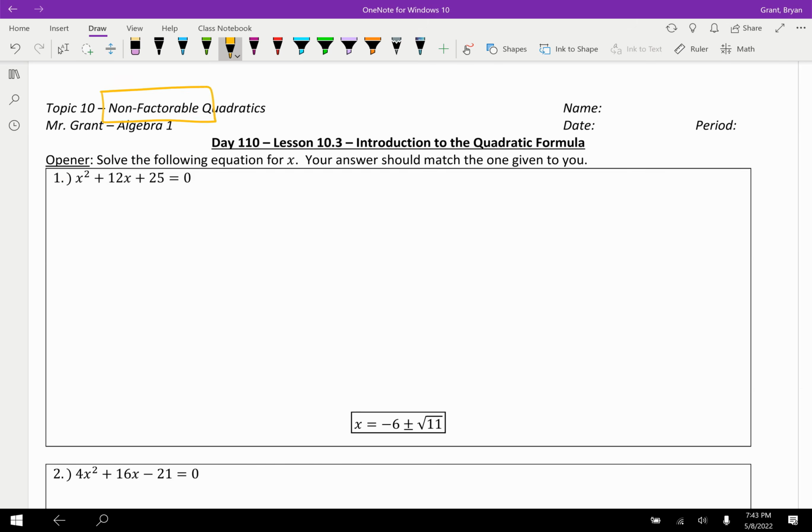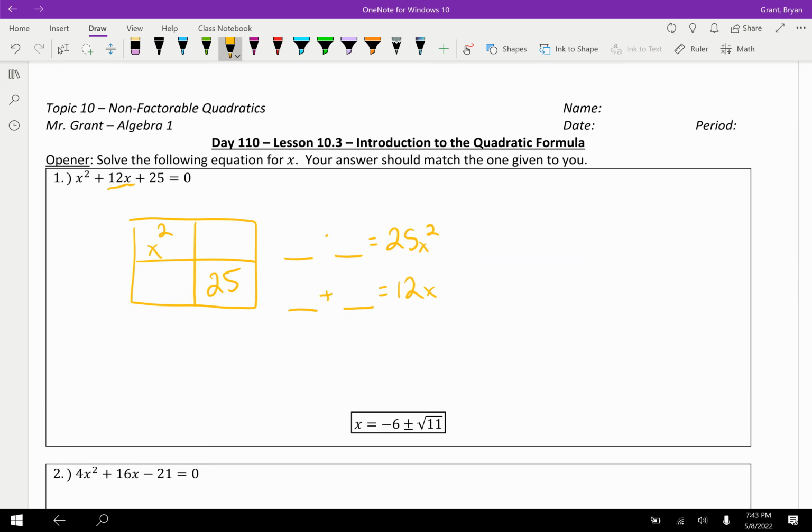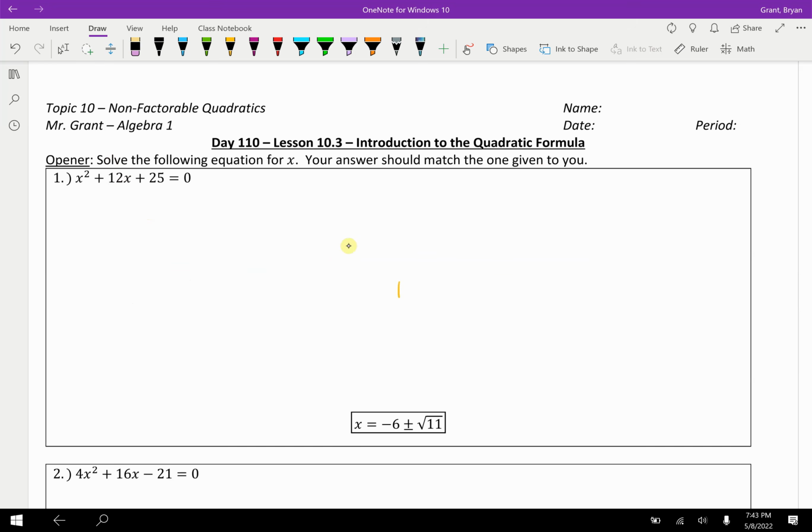This is a non-factorable quadratic, which means if you tried to use the box, right, take a look, you don't have to write this because I'm going to erase it, but if you try to use the box here, we would need two numbers that multiply to make 25x squared, and those same two numbers would add to equal this 12x. And I think try as you might, 25 only has a couple factors. 1 times 25, 5 times 5. Neither of those make 12. Non-factorable quadratics. So, what do we need to do?